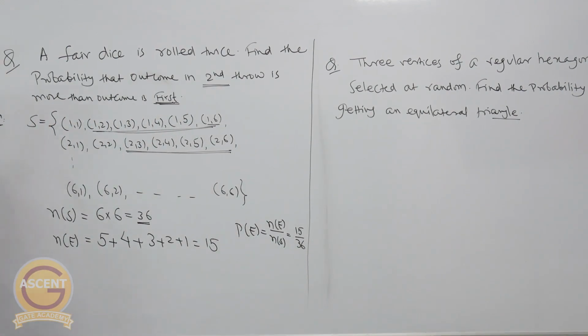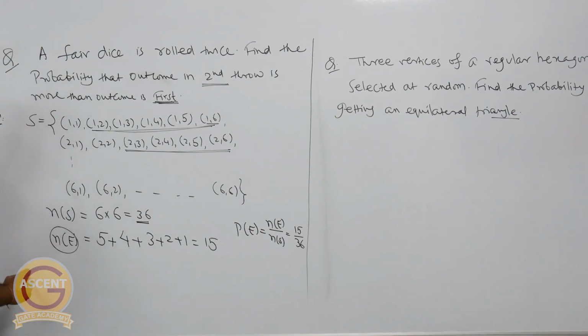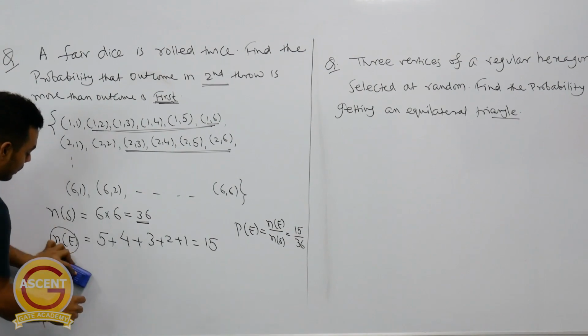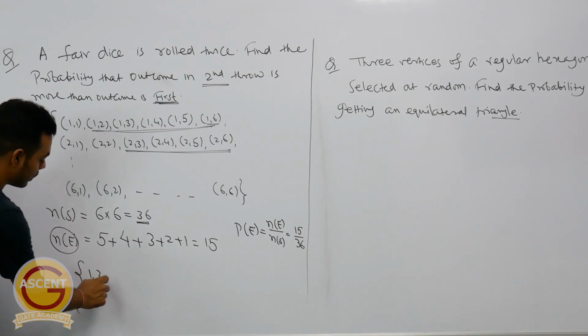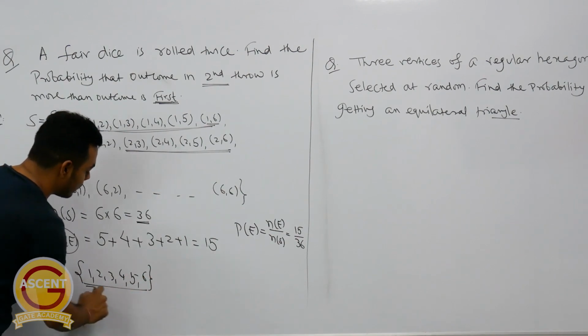Now there is another approach to find the number of favorable outcomes in E. We are going to see what the smarter approach is to find the number of favorable cases. So see, if we are throwing a dice, then the total possible outcomes on the first throw are 1 2 3 4 5 6. These are the 6 possibilities.